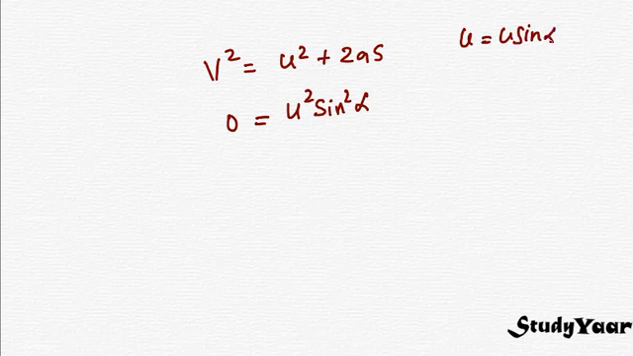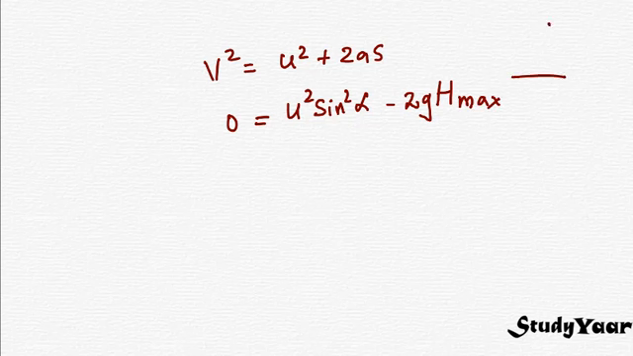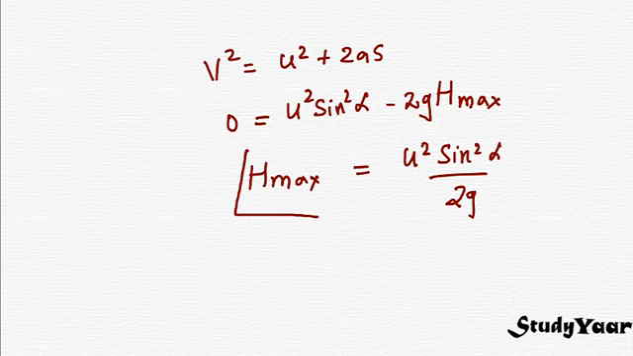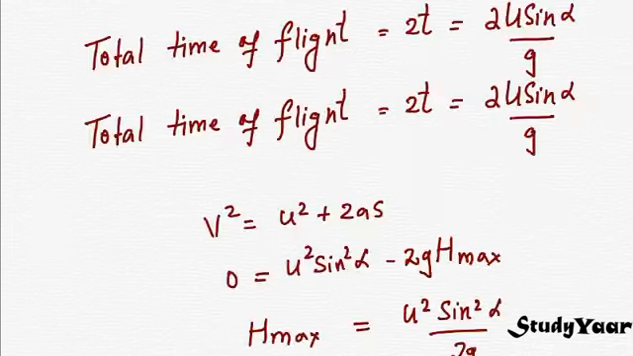Therefore 0 is equal to u square sine square alpha, and I have acceleration as minus g, so I get minus 2g h max, which is my displacement in the y direction. Therefore what do I get as h max? My h max is equal to u square sine square alpha upon 2g. Therefore I have got the maximum height that the stone achieves.